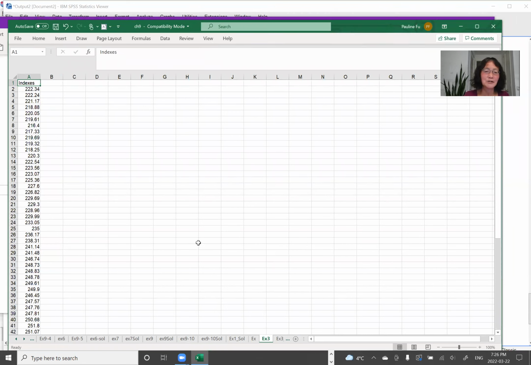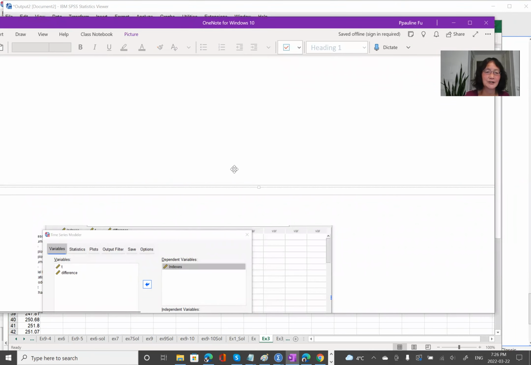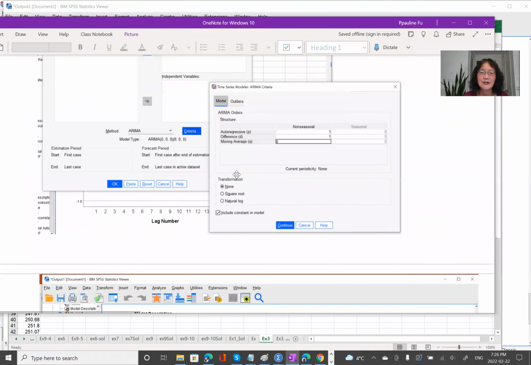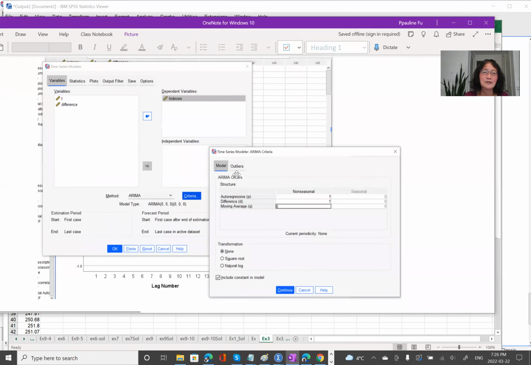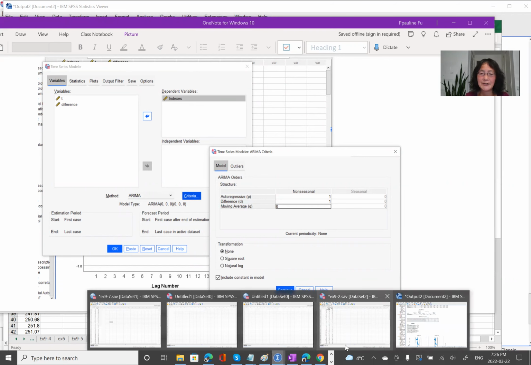Okay, so what are we going to do with this data? Of course, we are going to set up a model and then do a forecast. But before we use the model, let's explore the data pattern. Let's create a chart, so go to SPSS.